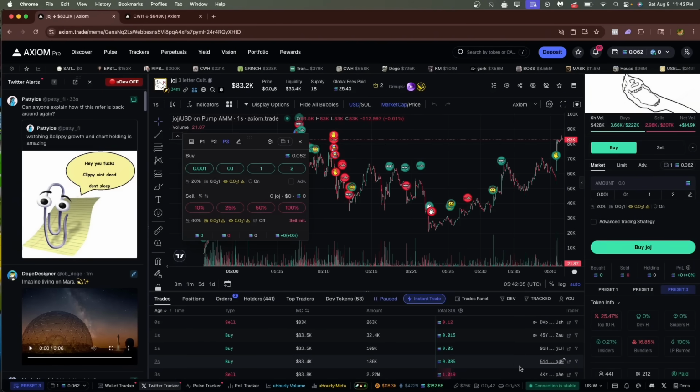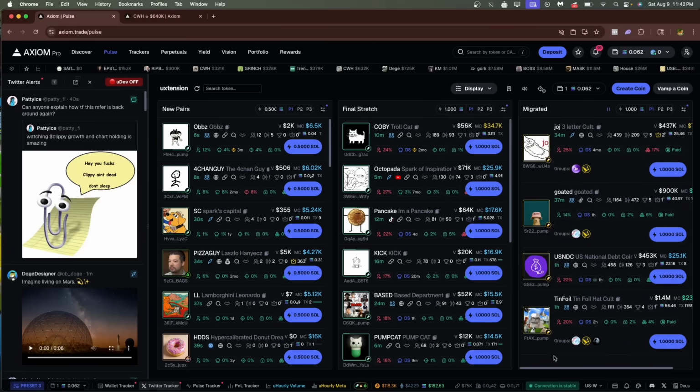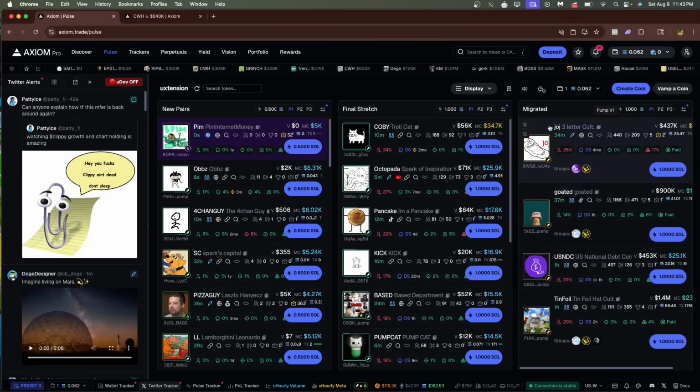If it goes all the way down to zero, like 6K, 5K market cap, it's like 99% dead, right? So I don't want to see those coins that are just super dead. And you can see, I only have 1, 2, 3, 4 coins on my Migrated and just a few coins on the Final Stretch.